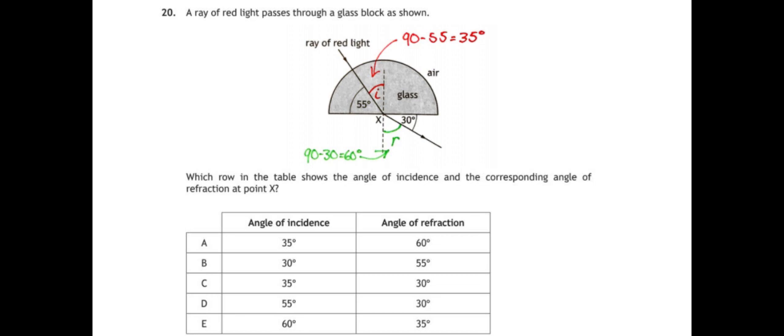And we're given the angle between the light ray and the block of glass. So the angle between the normal and the light ray will be 90 degrees minus the angle we're given, which is 35 degrees. And similarly for the refracted ray, the angle of refraction will be 90 degrees minus the 30 degrees shown in the diagram. So angle of incidence 35, angle of refraction 60. Answer A.